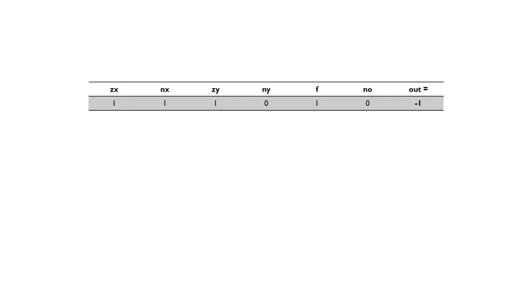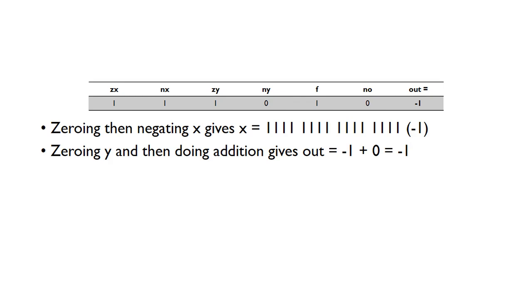For this one here, we'll end up with -1. Similar to what we saw before, if zx is 0, we'll end up with 16 zeros on the x input. Then we negate those, we get 16 ones, which is equivalent to -1. Then we have zero y, so obviously we'll get 0. We do addition, and -1 plus 0 gives us -1. So that's why we get that on the output.